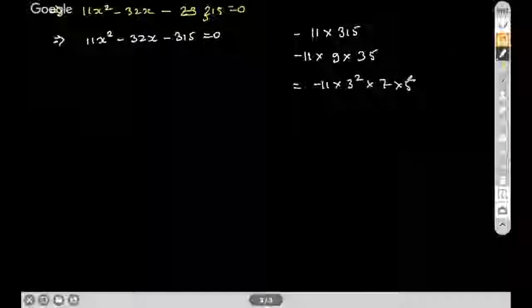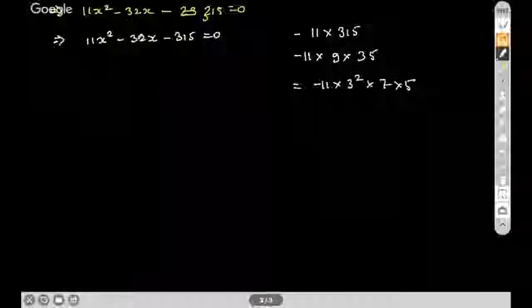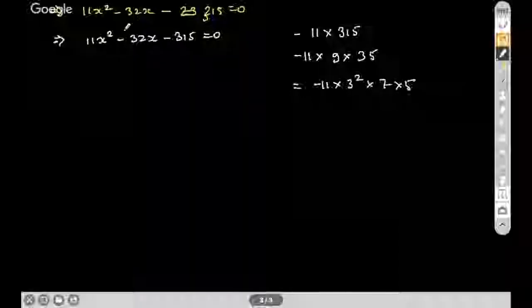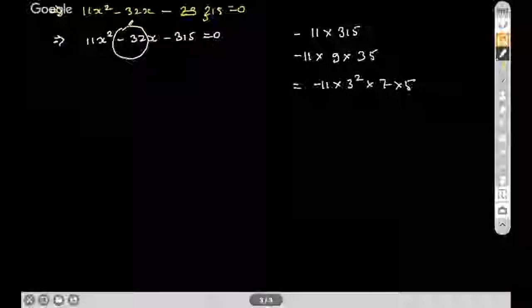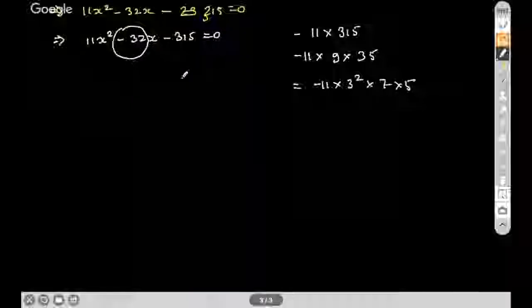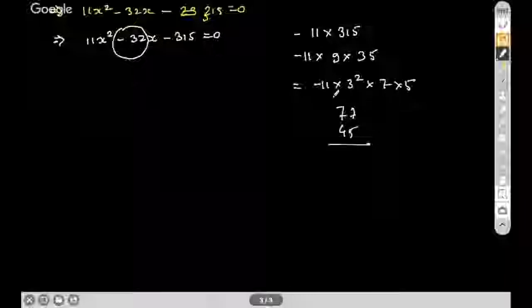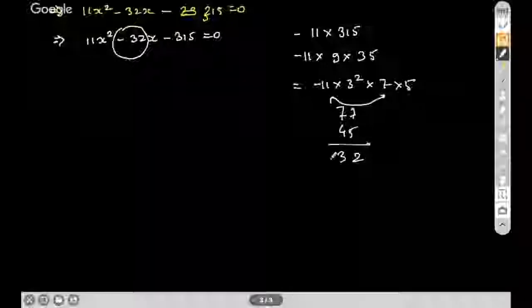Correct. So now I need to break it in such a way that, since AC is negative, B is a difference of two numbers, where one number has to be greater than the other. Now let us see. So 9 and 7, 9 into 5, 45 and 63. So 77 and 45. If you see, 11 into 7 is 77, and 9 into 5 is 45, and 77 minus 45 is 32, right? So it works.